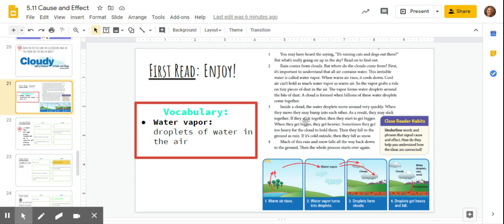When they move, they may bump into each other. As a result, they may stick together. If they stick together, then they start to get bigger. When they get bigger, they get heavier. Sometimes they get too heavy for the cloud to hold them. Then they fall to the ground as rain.